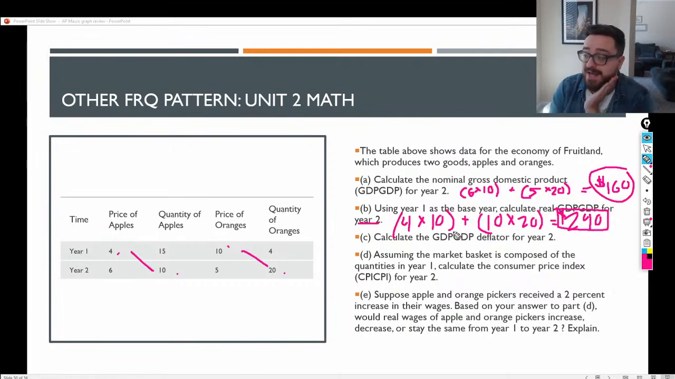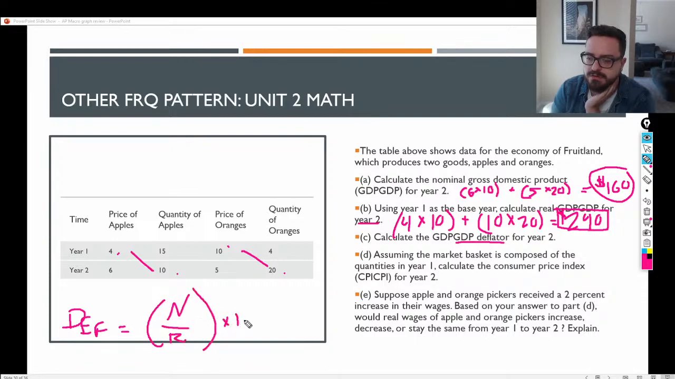Okay, 160 and 240. Those are my 2 answers. Now I can do the GDP deflator. The GDP deflator equals nominal over real times 100. Nominal, 160.